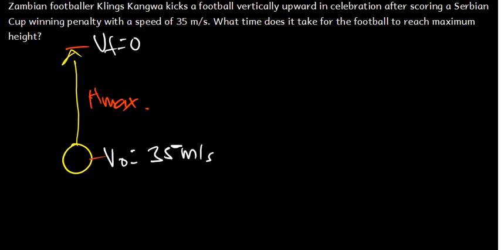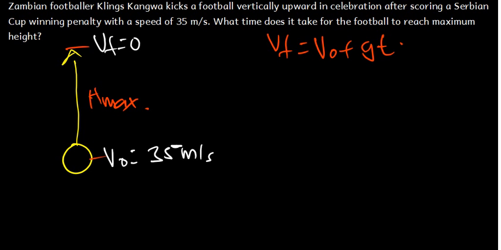Now, under free fall motion, what you have to understand is that we have three main equations which you have to know. The first one is v final is equal to v initial plus g times t. Now, why are we using g instead of a? It's just because the object is under the influence of gravity, so we are using the acceleration due to gravity, which is 9.8 meters per second squared.